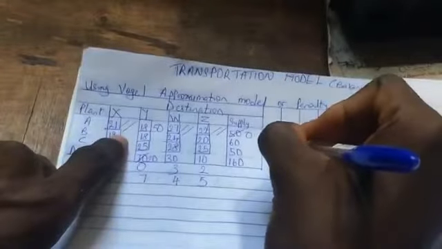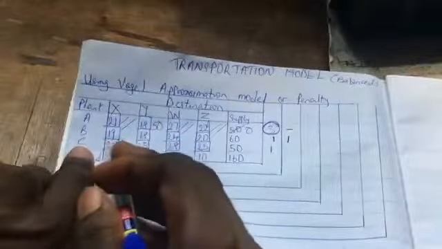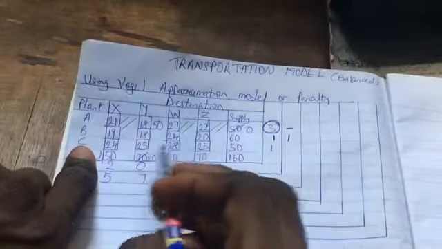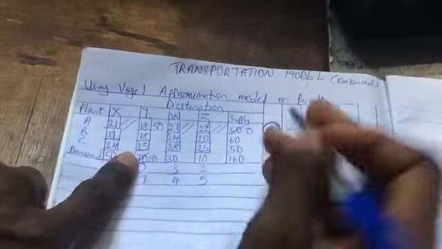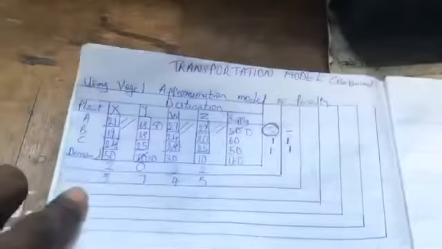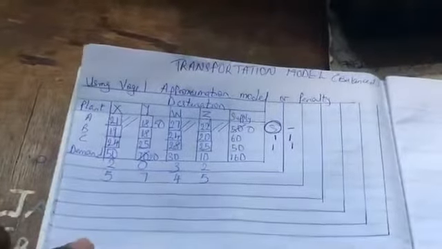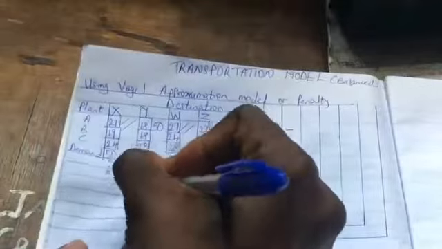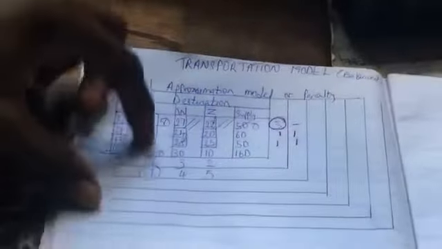Then the least cost here is what? 18. Next to it is 19. So the difference there is 1. For row C, the least cost here is 24, while the next to it is 25, so it's 1. The one with the highest penalty here is what? 7. You circle it.